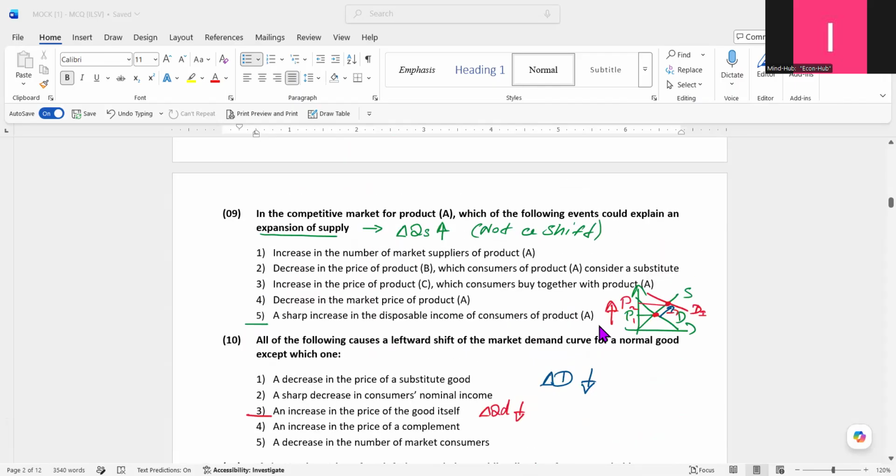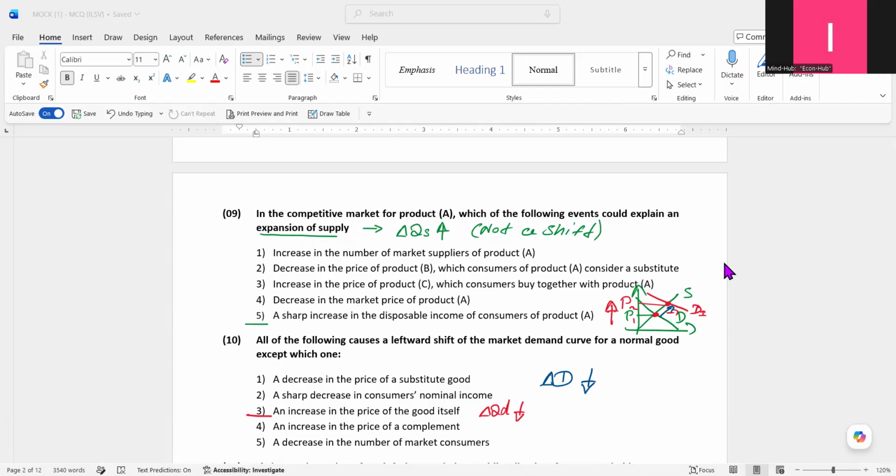Question number 9. In the competitive market for product A, which of the following events could explain expansion of supply? Remember, expansion of supply is another way to say increase in quantity supplied. It's not a shift. It's simply an increase in quantity supplied. So the answer chosen is number 5, a sharp increase in the disposable income of consumers of product A.